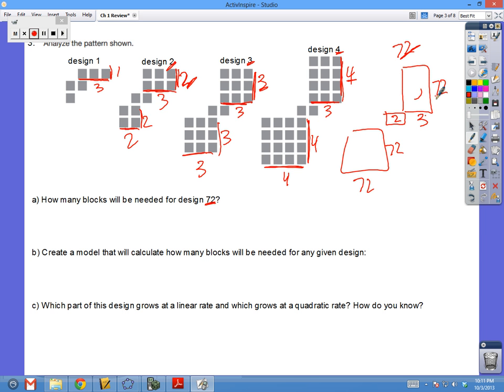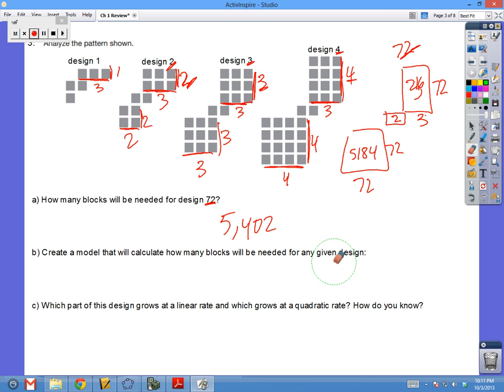Take the base times the height. 3 times 72. And you get 216 in there. 72 times 72. And you get 5,184. So 5,184 plus 2 plus 216. And you should get 5,402.